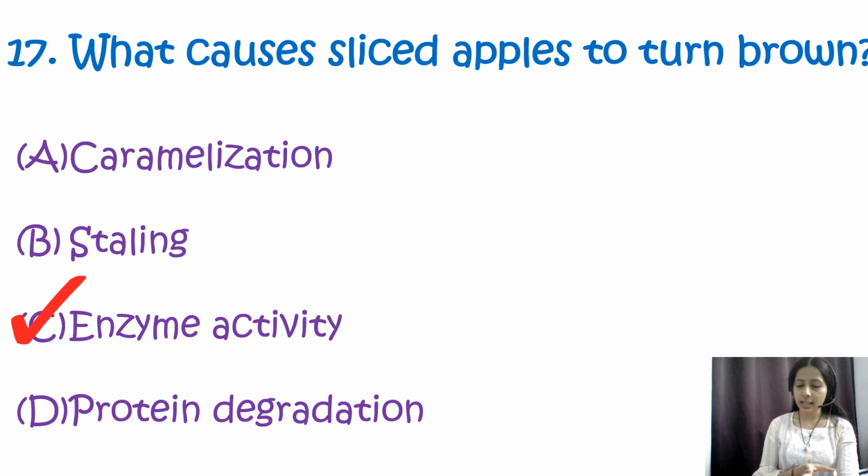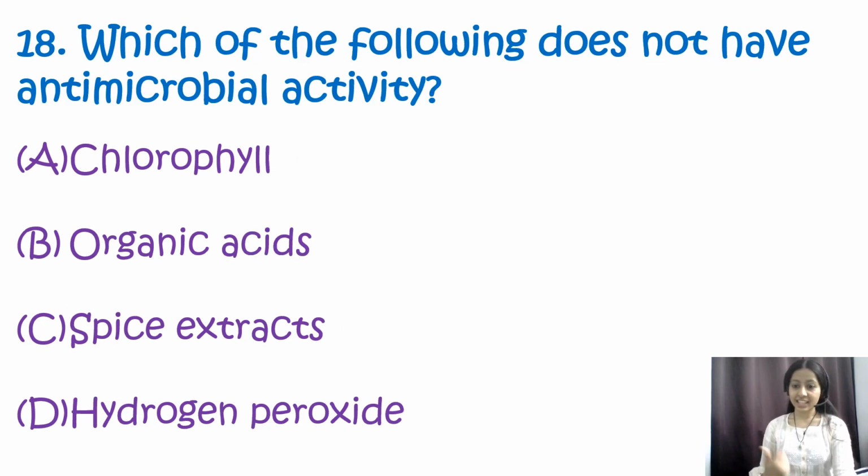So when we cut an apple, what happens? The cells of the apple rupture or get damaged, and come in contact with oxygen. It triggers a series of reactions, primarily the oxidation of phenolic compounds present in the apple, resulting in the formation of brown pigments called melanins. And this process is commonly known as enzymatic browning reaction. So over here correct option is C, that is enzyme activity. Next, question number 18.